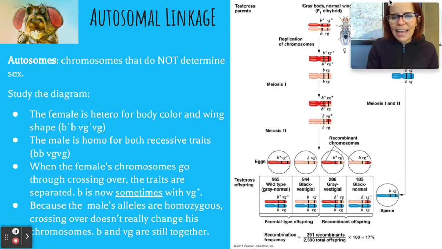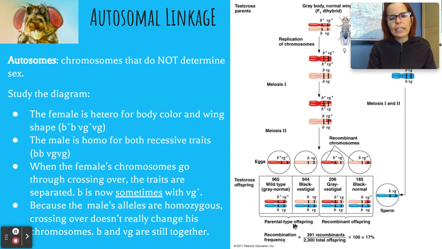Okay, so what does that mean in the end? That means that all of his sperm will always carry the black and the vestigial wing genes. So we've only got 1 gamete for him here. The female, however, has 4 different gametes that she could have. She could have the chromatid that was normal, the red one that didn't cross over. She could have the pink one that didn't cross over. She could have the red one that did cross over, and she could have the pink one that did cross over. So any of those can be fertilized by his sperm, and we're going to get different offspring.